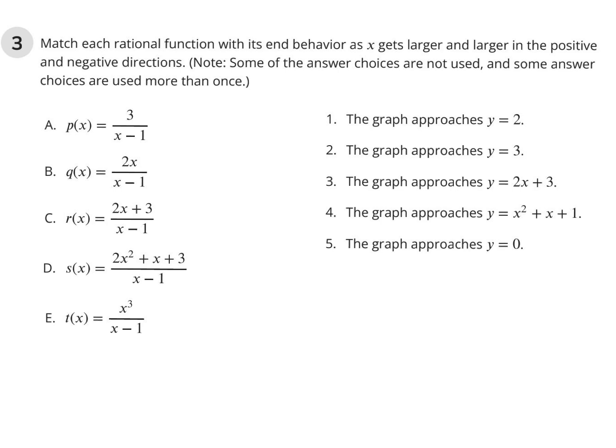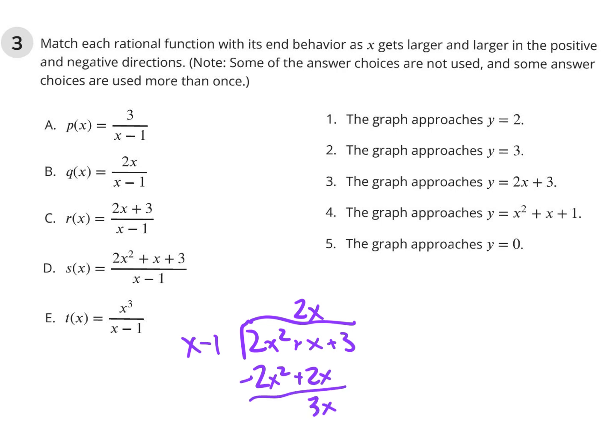Okay, for d, you get 2x squared plus x plus 3 divided by x minus 1. Same value applies. X, 2x. Makes 2x squared minus 2x. Change both signs. You get 3x plus 3. You get to multiply by 3. You get 3x minus 3. Change both signs. You get 6 as a remainder.